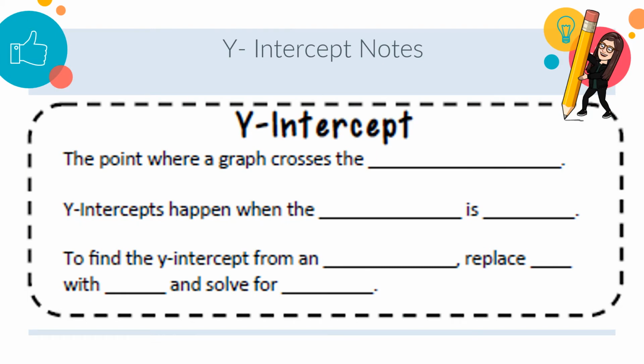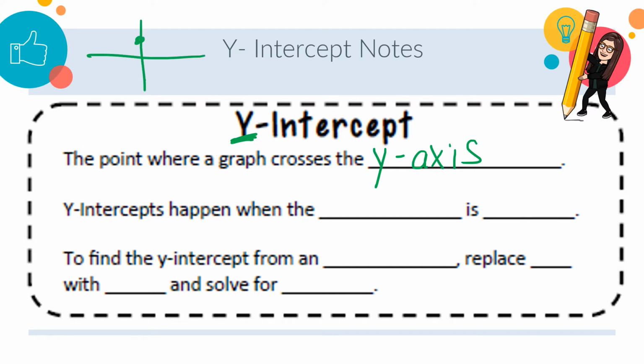Okay, let's jump to the other side of your notes. Let's talk about the opposite, the y-intercept. The point where the graph crosses the y-axis. See how it matches the name y-intercept across the y-axis? So let's talk about that.